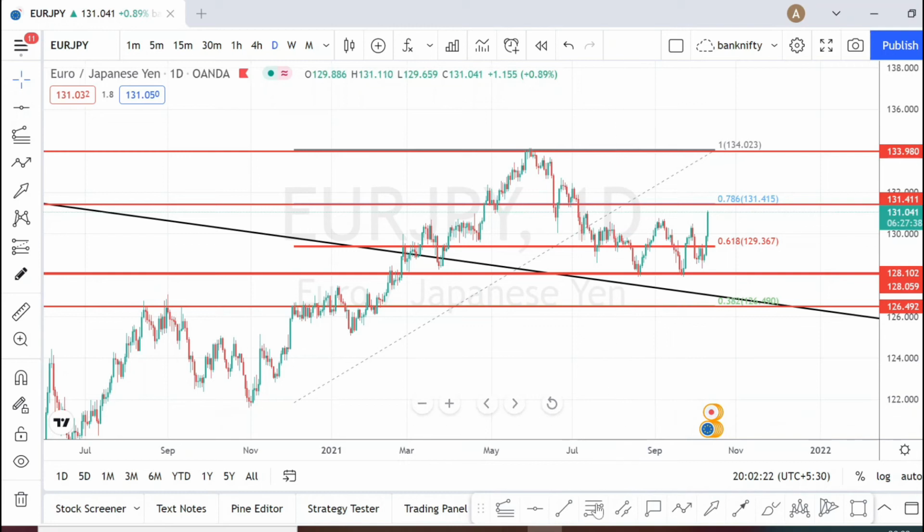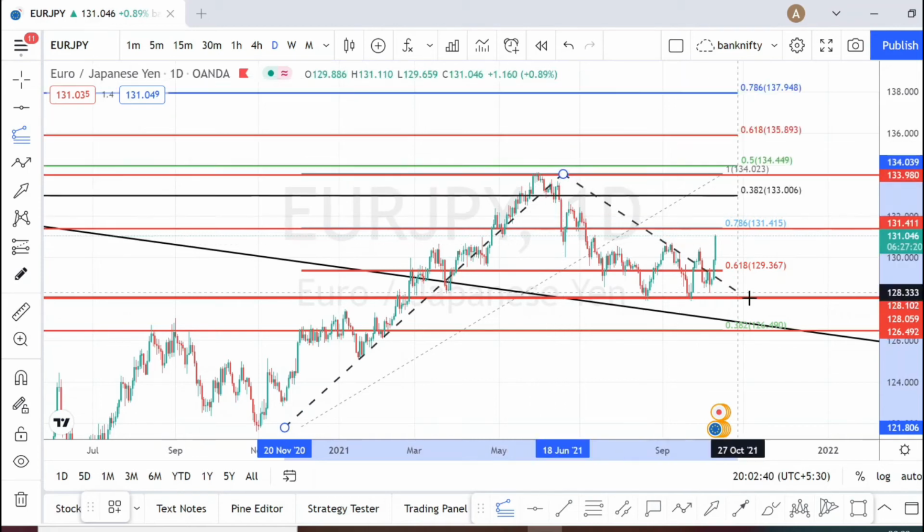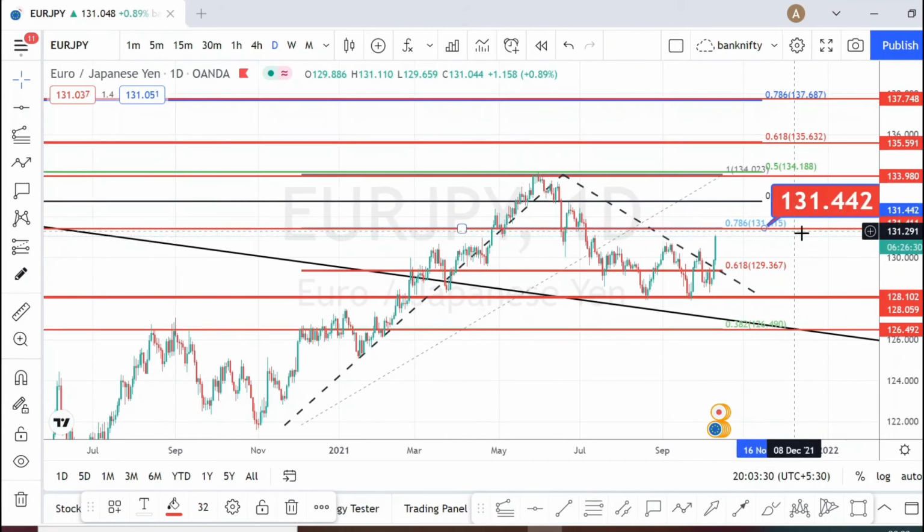I'm assuming the trend is on the upside, so let me give more ranges on the upside. We are taking Fibonacci's extension tool. Next target is going to be at 135.591. After that, next target is going to be at 137.748. Nearer target is going to be 131.442.